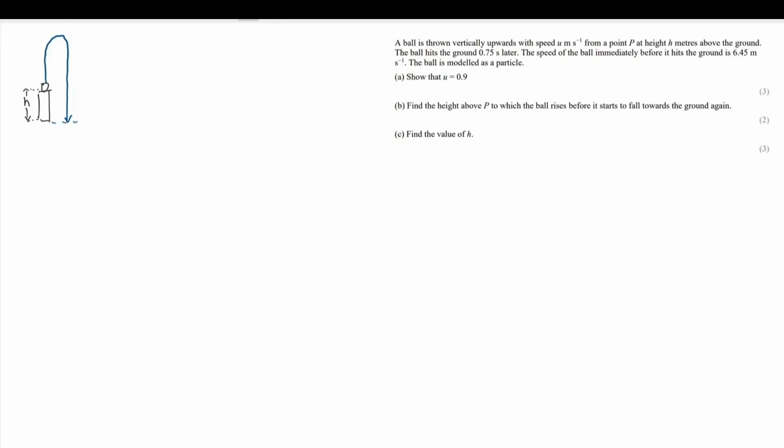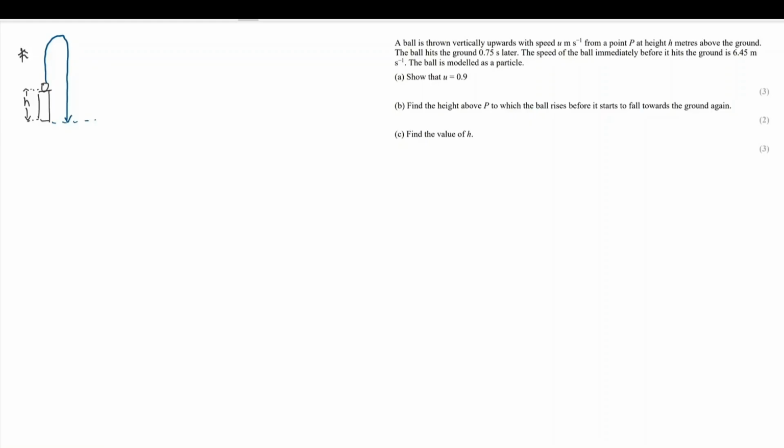Let's draw the flight path of the ball. So this is the path it will take, and there's the ground if it at all comes to hit the ground. Okay, continue reading. The ball hits the ground 0.75 seconds later. The speed of the ball immediately before it hits the ground is 6.4 meters per second. The ball is modeled as a particle. Okay, lots of information, some things that we would have assumed anyway. Show that u equals 0.9. Show that the initial velocity is 0.9.